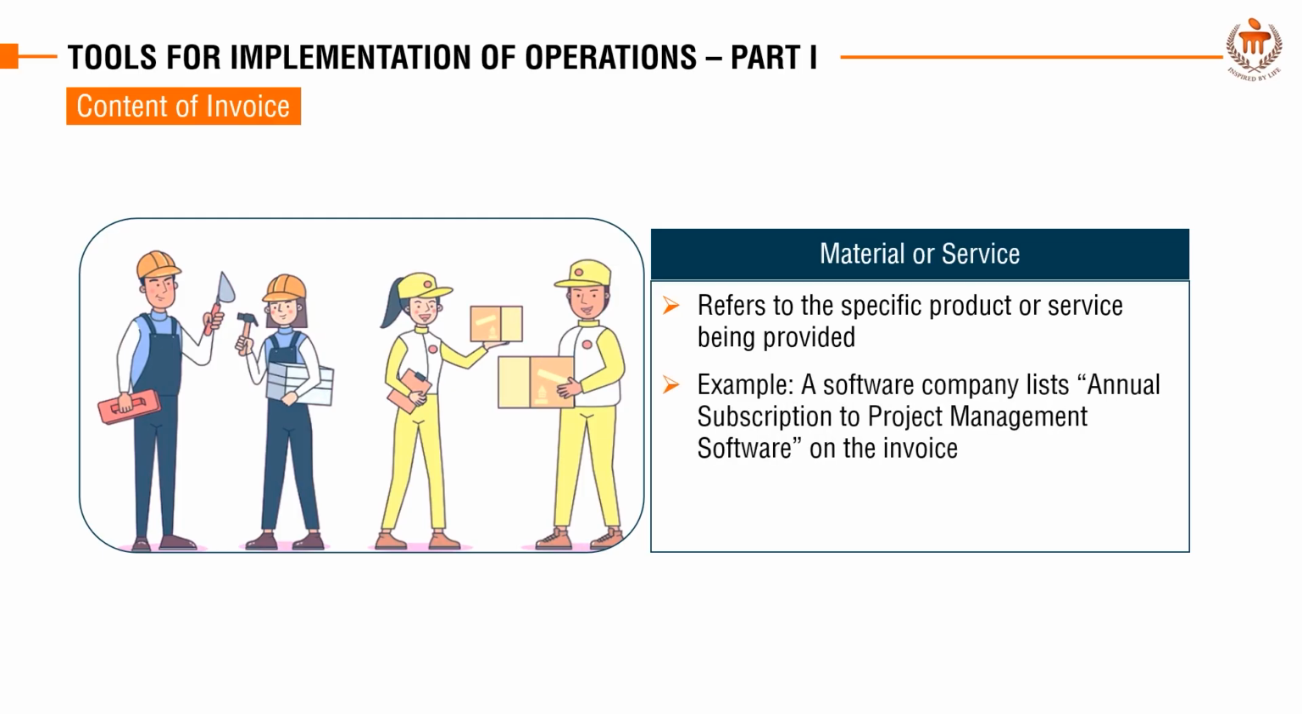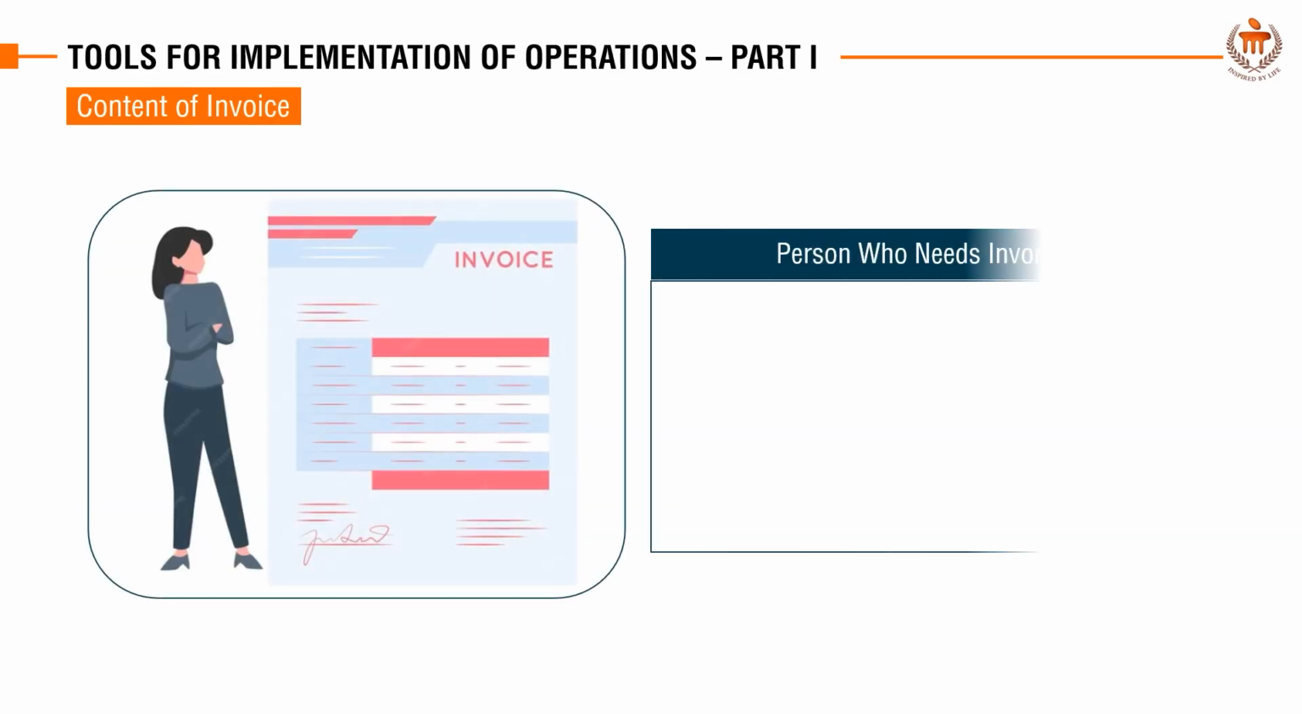For example, if a software company is selling a subscription to its project management tool, the invoice would list annual subscription to project management software as the material or service being provided. This clarity helps ensure that both the seller and the buyer are on the same page regarding what is being exchanged.